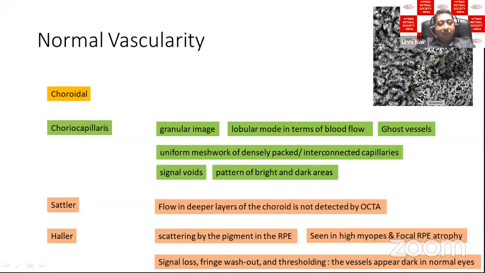The satellites and halos will appear dark, and you can see them only, as you see in this particular image, when there is atrophy of the RPE; then you can see the vasculature of the RPE. This is because the flow is attenuated.